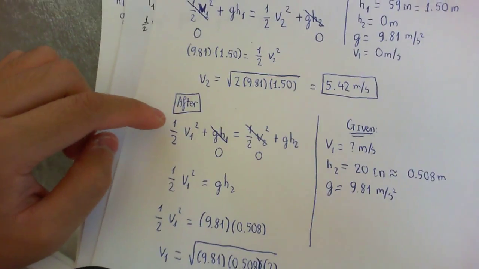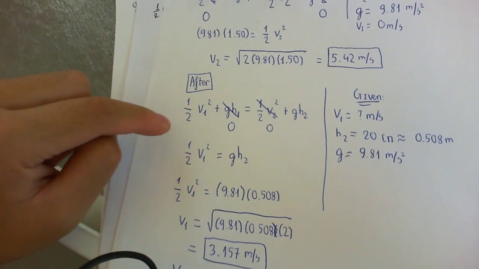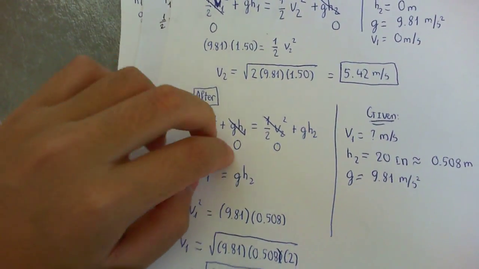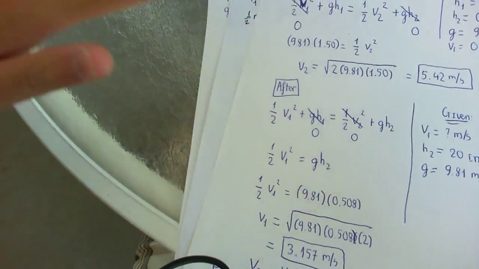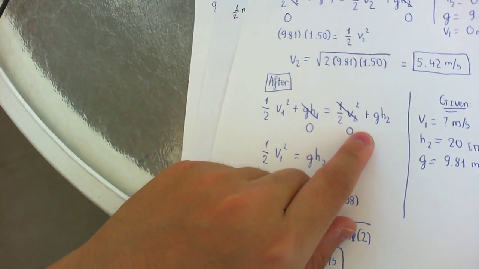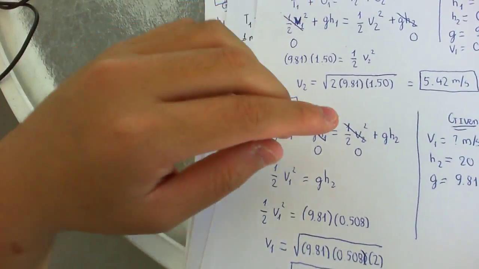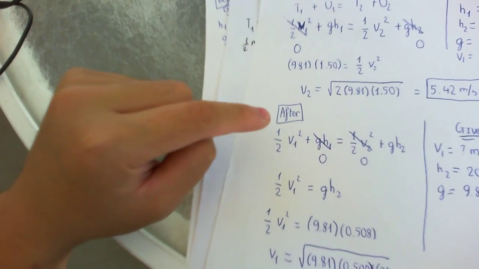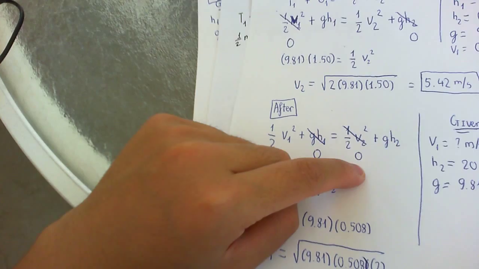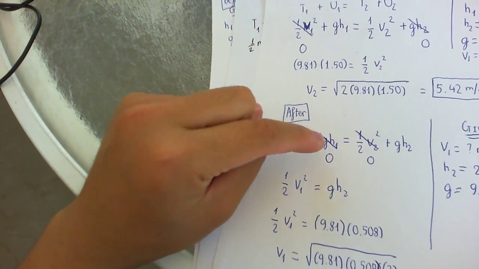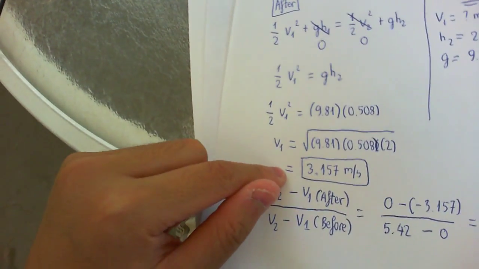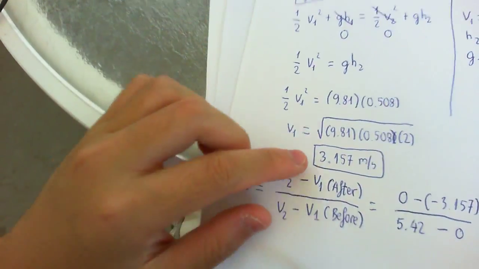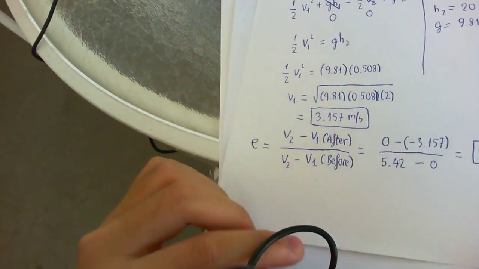And this is after the collision. I just use the same equation, but now I put this one equal to 0, because at this step it is from the ground moving up, and right here is when it reaches the maximum height. When it reaches maximum height, it stops moving. So right here is 0, and right here the kinetic energy is 0 because the velocity is 0, and right here the potential energy is 0 because it's at the ground, when the height is 0. And so you just plug in everything and you solve for the velocity when it starts moving up. It's 3.157 meters per second.